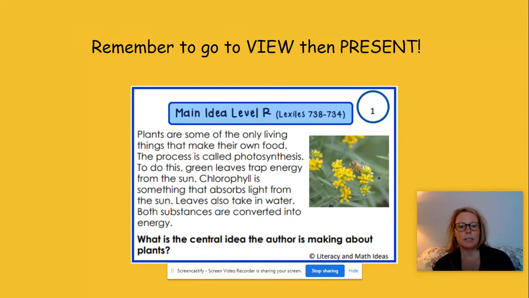and the details. So the passage reads, plants are some of the only living things that make their own food. The process is called photosynthesis. To do this, green leaves trap energy from the sun. Chlorophyll is something that absorbs light from the sun. Leaves also take in water. Both substances are converted into energy.